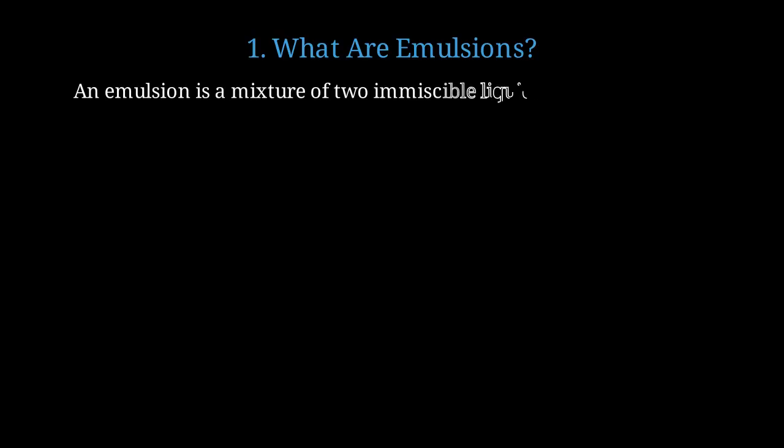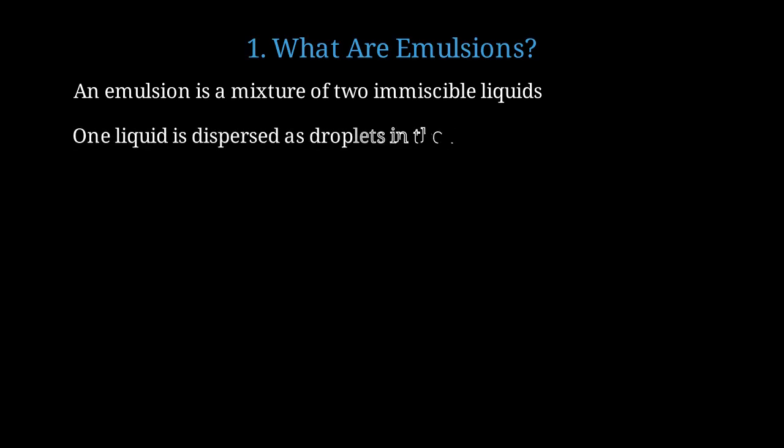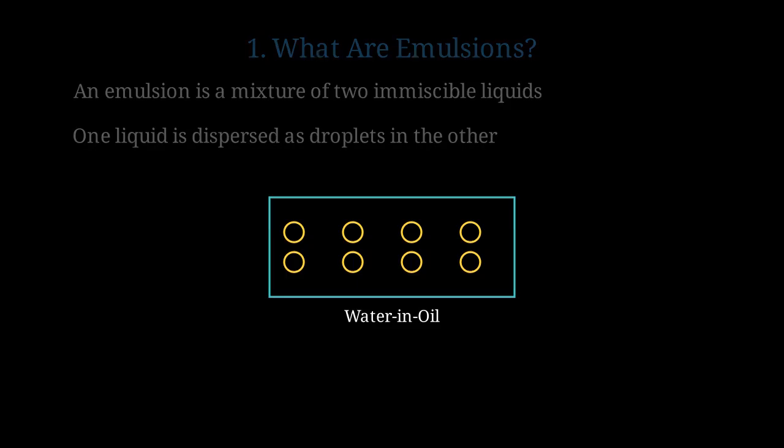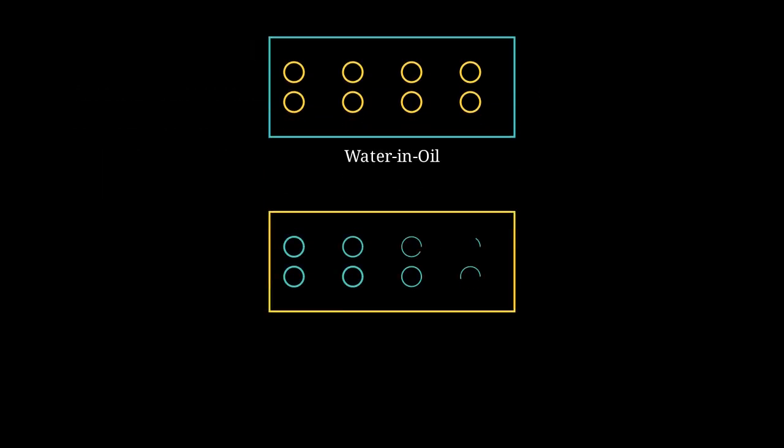An emulsion is fundamentally a mixture of two liquids that don't normally mix, like oil and water. One liquid forms tiny droplets that are dispersed throughout the continuous phase of the other liquid. Here's a water and oil emulsion, where water droplets are dispersed in the continuous oil phase. This is one of the two basic types. And here's an oil and water emulsion where oil droplets float in a continuous water phase. These are the two fundamental emulsion types.